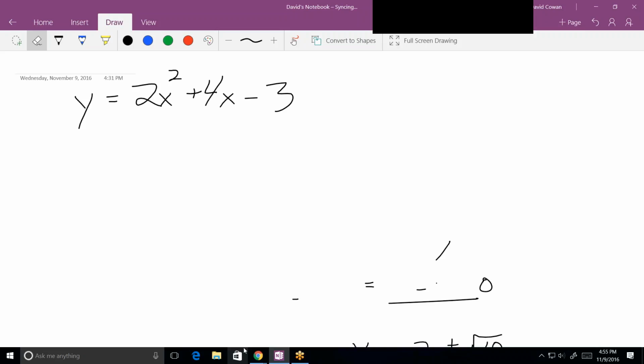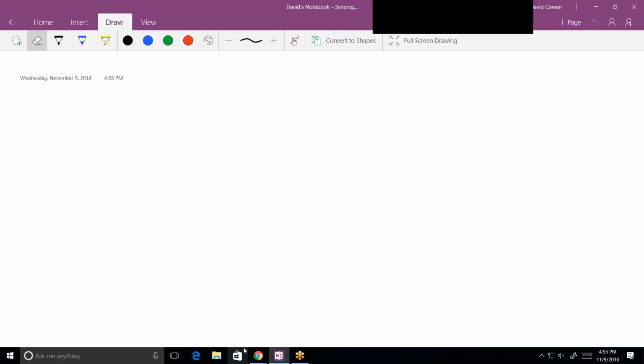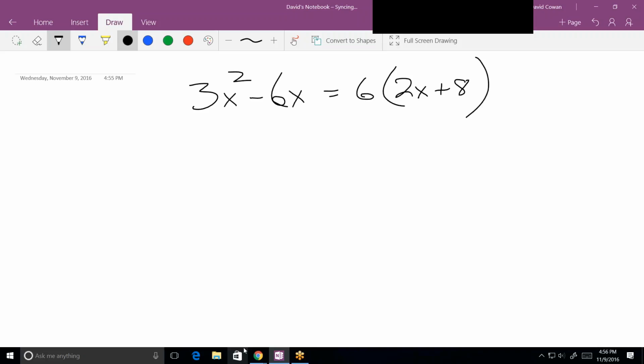Go ahead and read it to me. It's 3x squared minus 6x equals 6 times parentheses 2x plus 8. Okay. Vertex format is this.